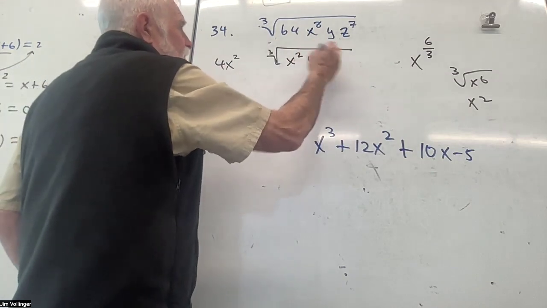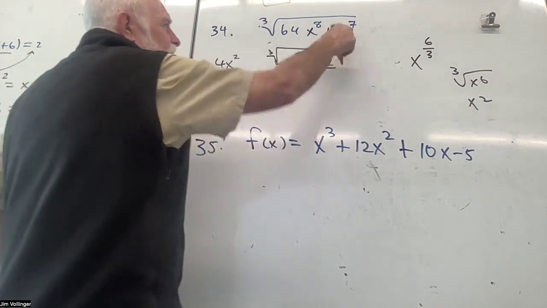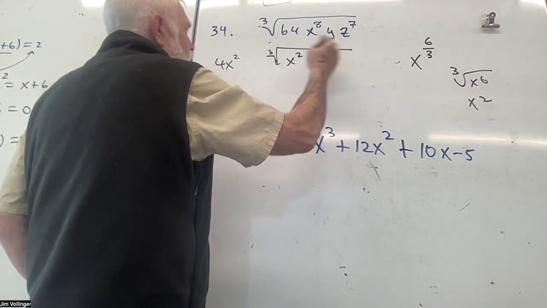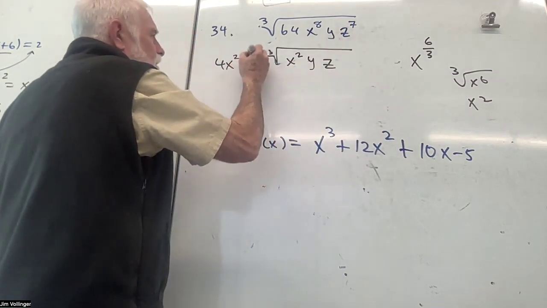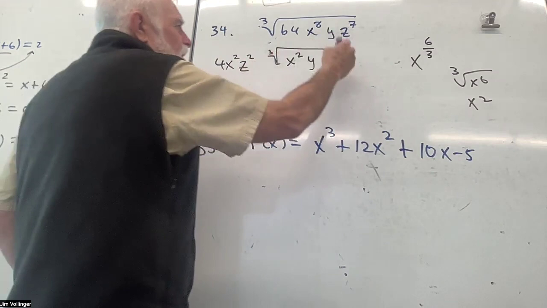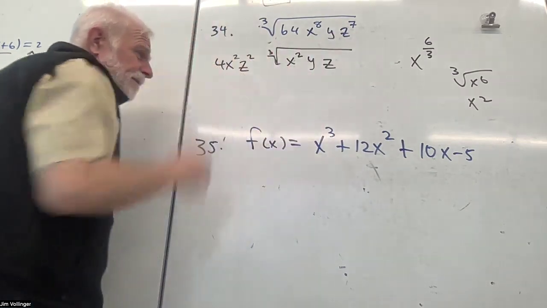Y, z to the 7th. Again, 3 goes into 7 twice. So I can bring out z squared. 2 times 3 is 6, plus 1 more is 7, so that's done.